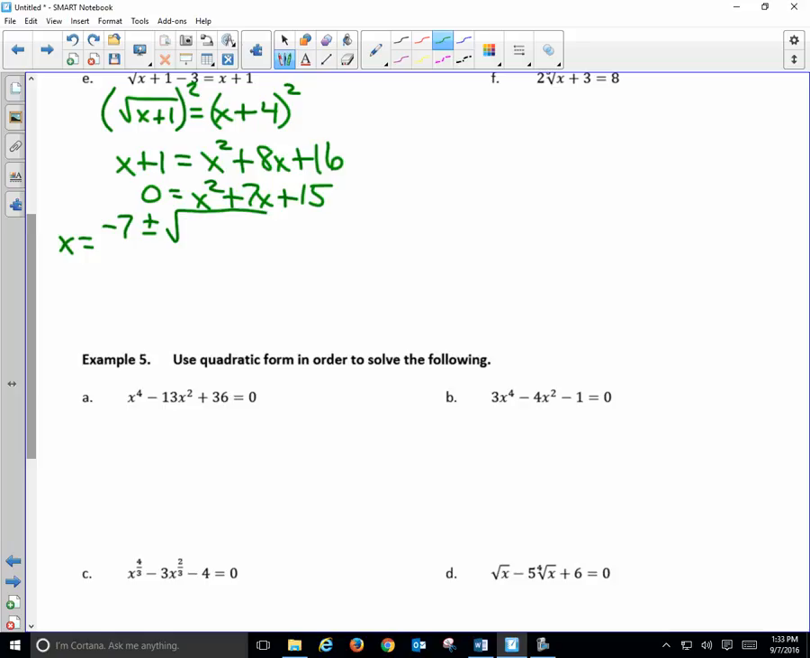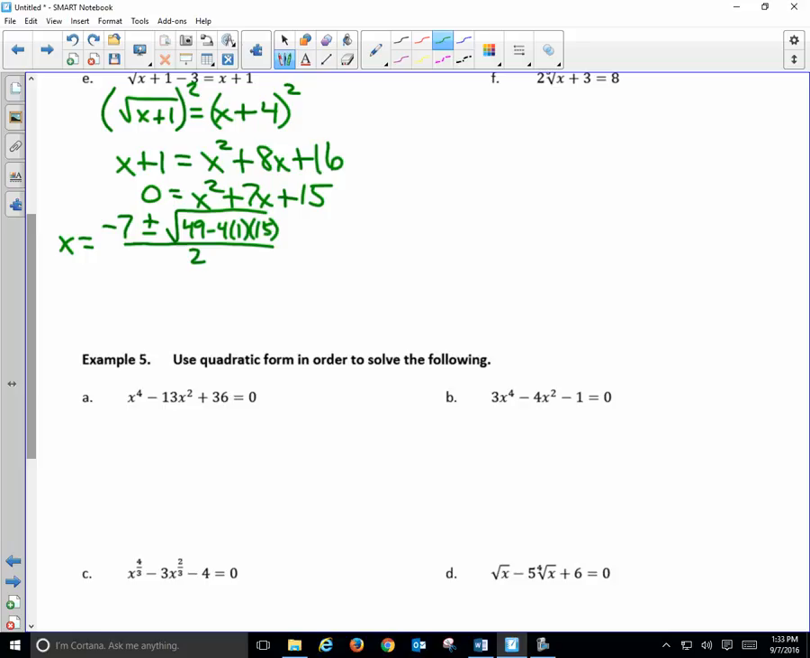B squared is 49 minus 4 times A is 1, C is 15. What do you notice about your discriminant? Discriminant would be the value underneath the square root sign. What do we get? Negative 11. What about a negative 11?